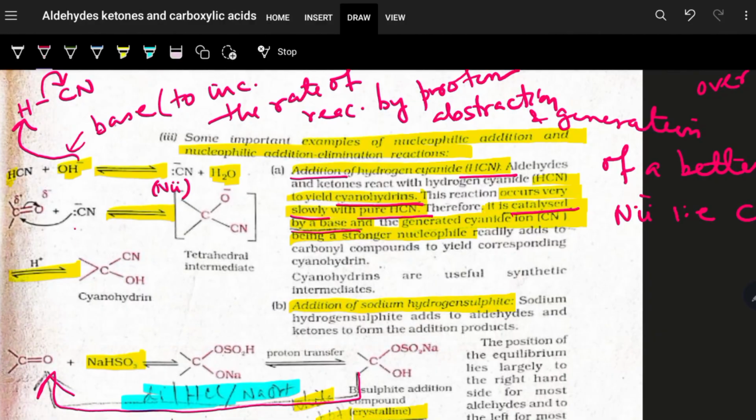After that, you can see the nucleophile is causing nucleophilic addition reaction, how it is attacking the carbonyl center and the pi bond opens up and generates O minus. So you can see O minus over here. And in the last step, O minus abstracts a proton. Since you have a cyano and a hydroxyl group over here, the name is cyanohydrin. That is CN and OH attached to the same carbon. That's why it is known as cyanohydrin.